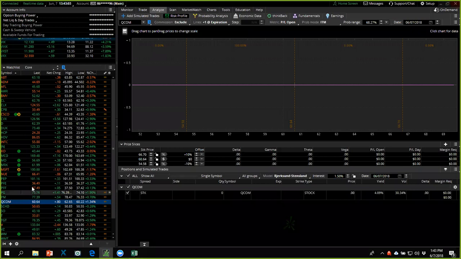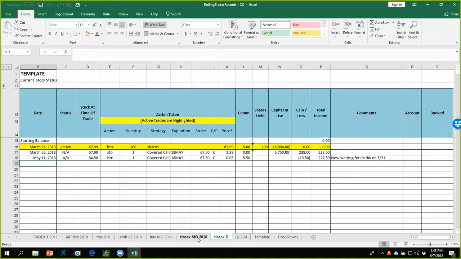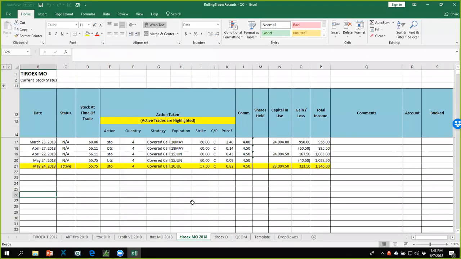Altria is at 56.69. I've got two Altria trades.